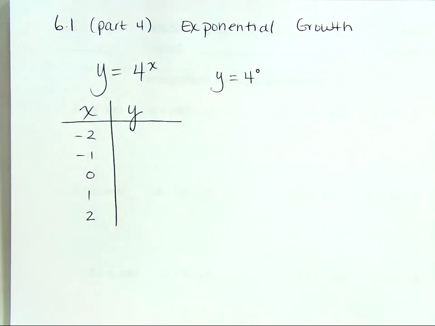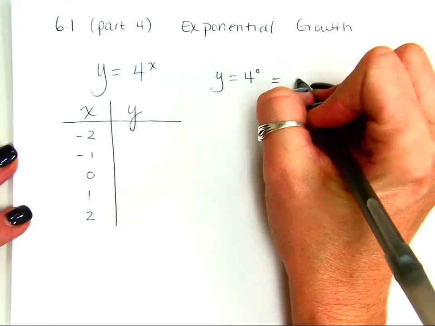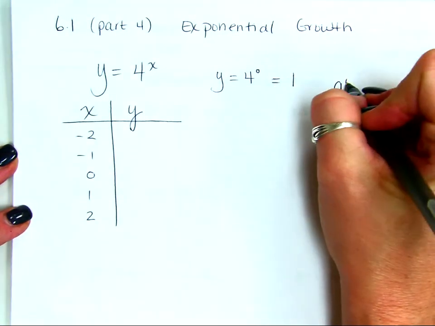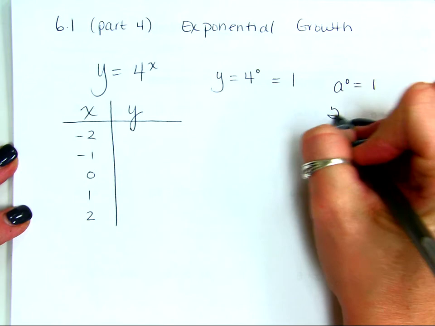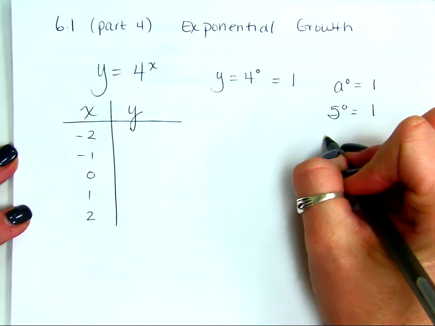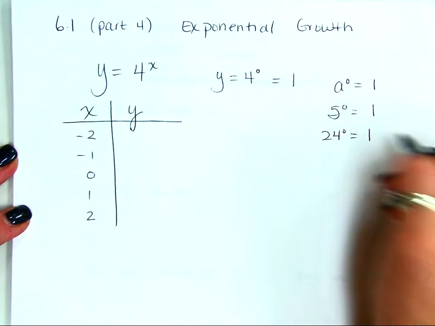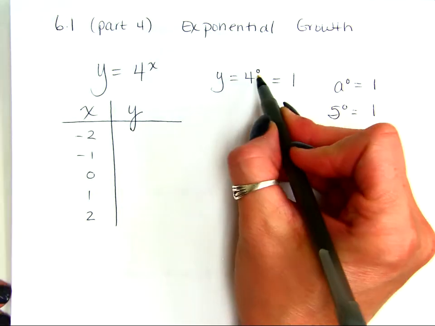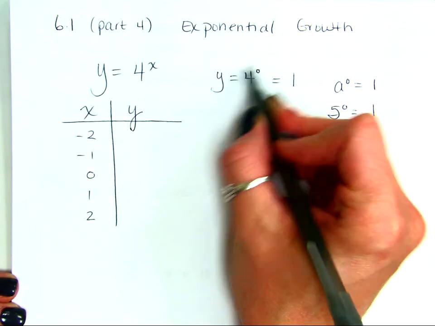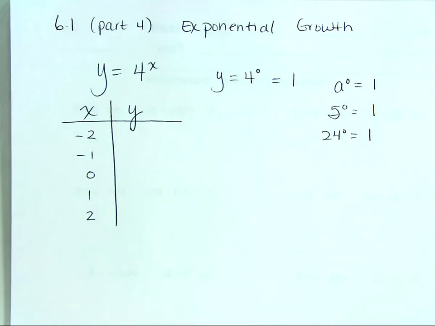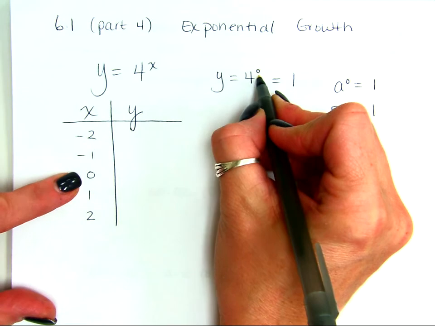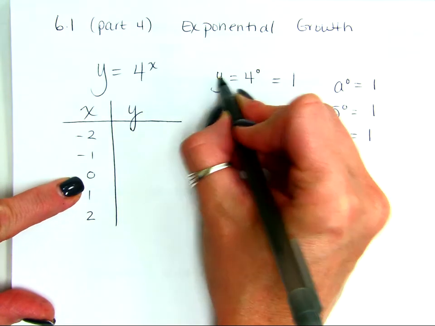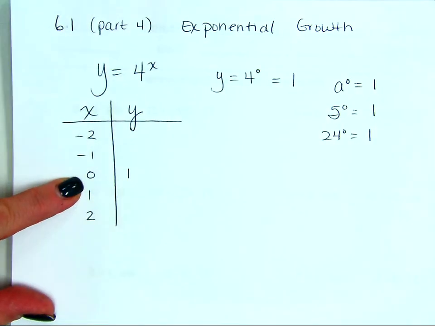Any number, any base, any variable to the 0 power is always 1. A to the 0 power is 1. 5 to the 0 power is 1. 24 to the 0 power is 1. I know it seems strange. We're going to get into that in more detail later in a couple more learning targets. But for right now, I just need you to know that anytime your exponent is 0, the whole thing turns into 1, not just the exponent. So when I made that x 0, y was 1. It had a corresponding value of 1.